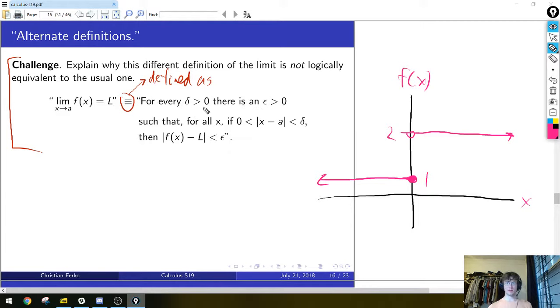So can you explain why for every delta there's an epsilon greater than 0 such that this statement is true for the written function f of x? In particular, what is the epsilon?